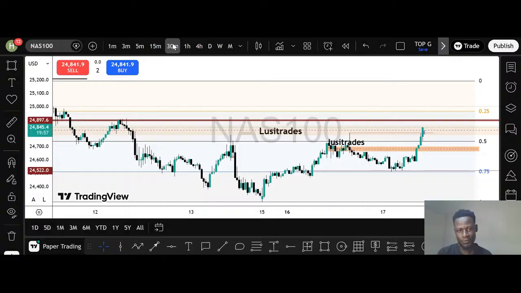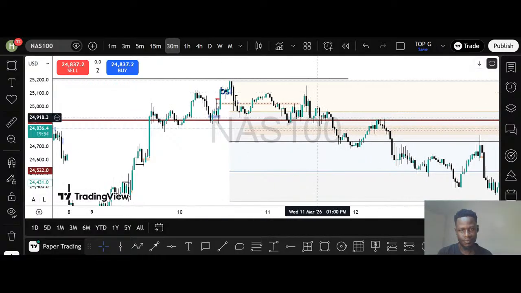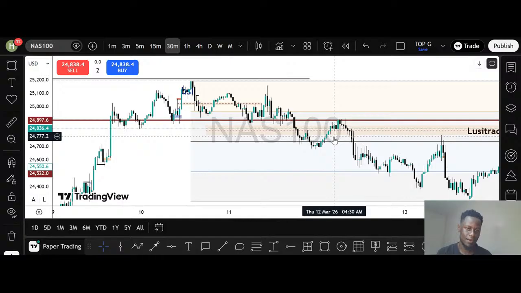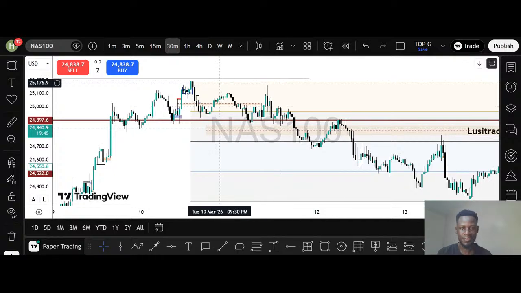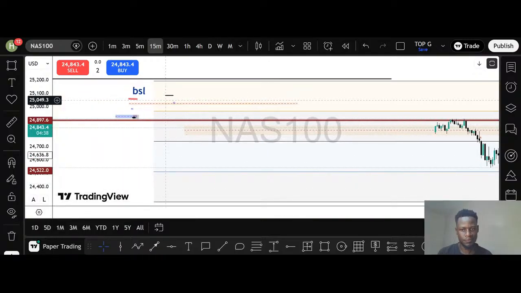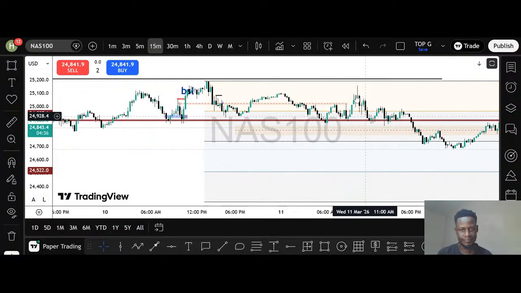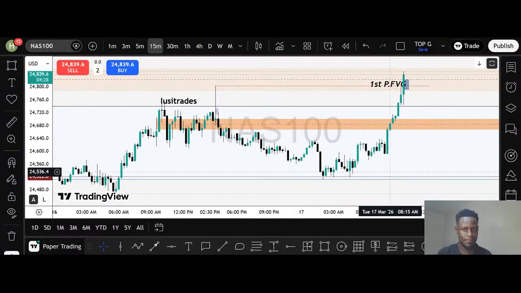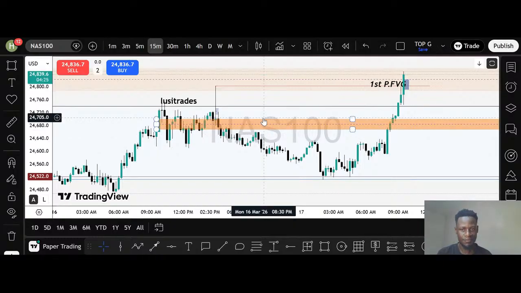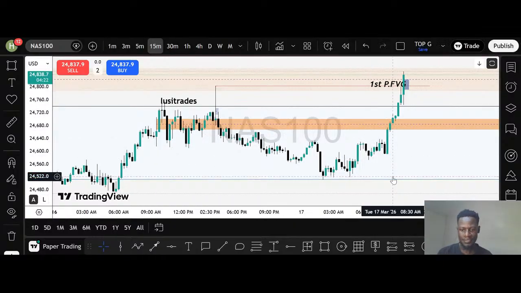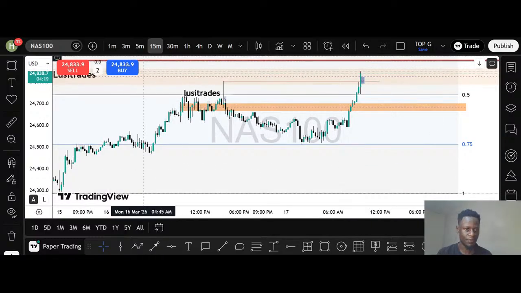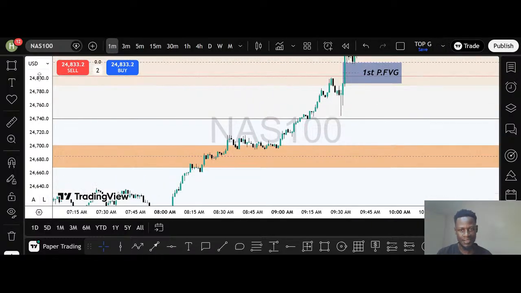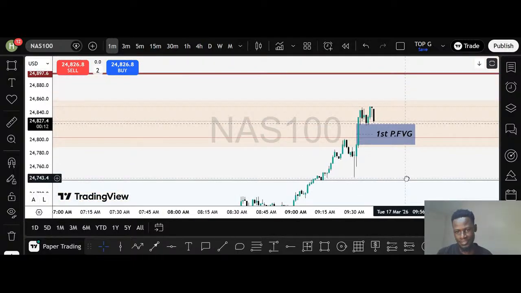Let me scale down to 30 minutes and see. In here, nothing really, just these relatively equal highs. That's on the 30 minutes. On the 15 minutes, okay, I don't know. So are we going to reach that level? For now, we can't really tell. So what happens? We read what price is doing, what the market is highlighting for us right now.